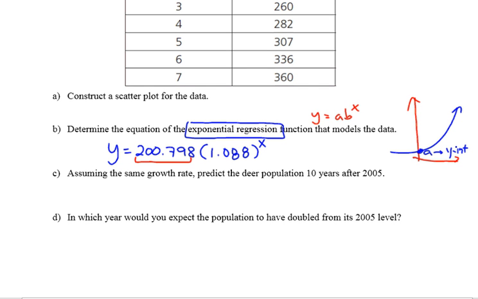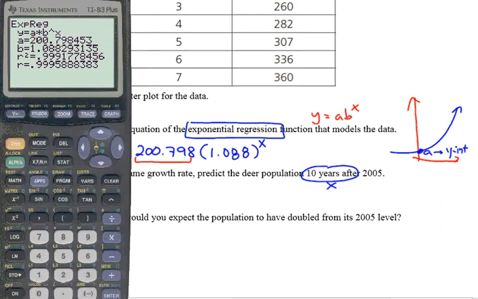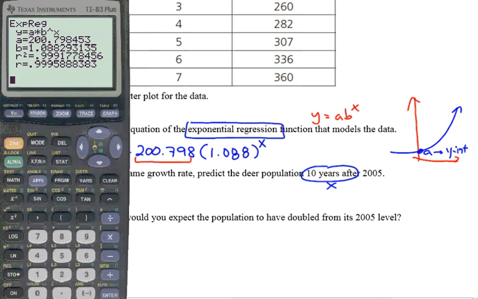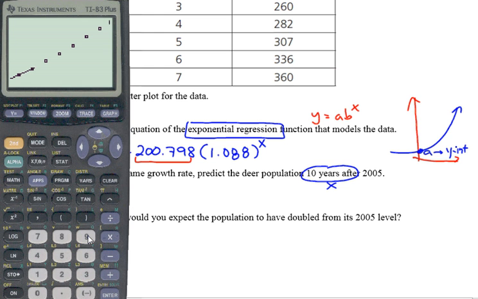So what did they give us, an x or a y? An x. They gave us the x value, 10 years after. Predict the deer population 10 years after. That's the x value. So now that we have our graph, one thing we actually haven't looked at our graph yet. How do we make it nice with our data? Automatically, without having to do work with our windows. Zoom 9. Zoom stat. Zoom 9. Okay.